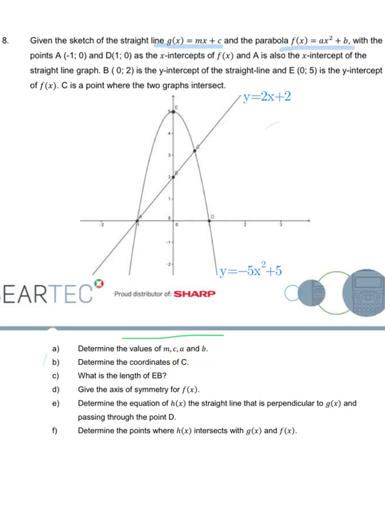Now anytime we're looking for a point of intersection, which is this point over here, we're always going to make f of x equal to g of x. Anytime we're trying to find the intersection of two lines, we're going to make the two lines equal to each other and solve. So we have 2x plus 2 equal to minus 5. Let's just clean that up.